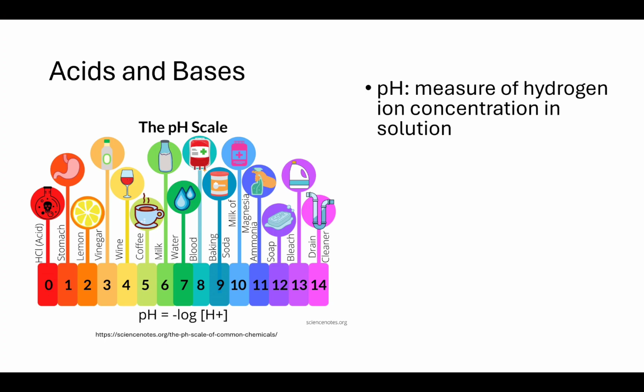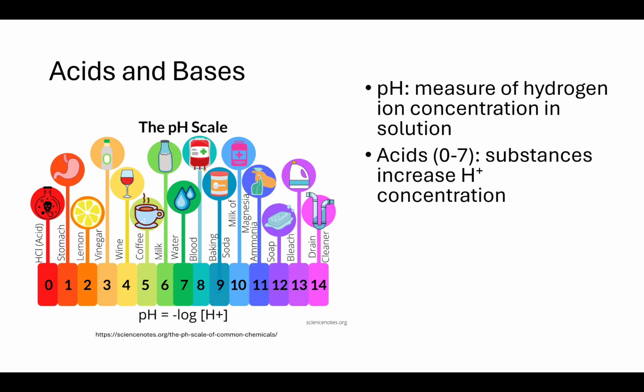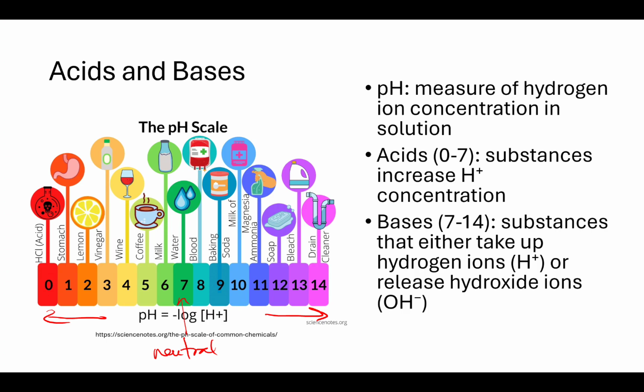So pH is a measurement of how many hydrogen ions are in a solution. And you should have become familiar with the pH scale in chemistry. It goes from 0 to 14. 0 to 7 is acidic. As you get farther away from 7, which hopefully you remember is neutral, you get either a stronger acid if you're going towards 0, or a stronger base if you're going towards 14.